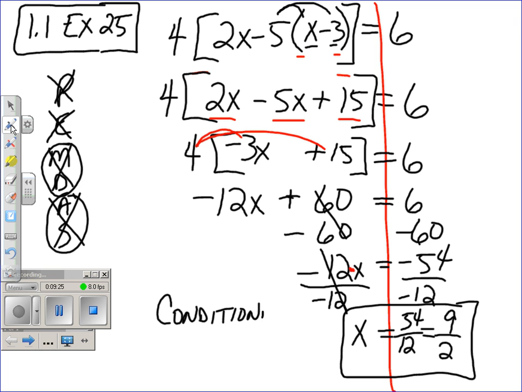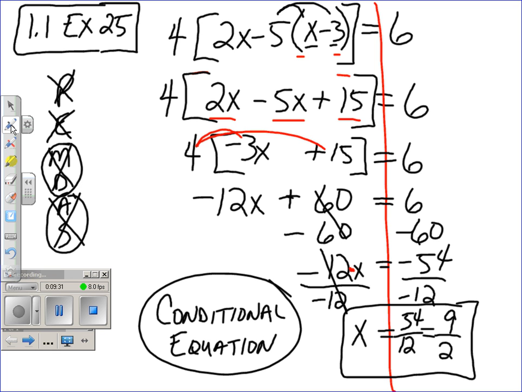It's a conditional equation. Why? Because it is true, but only for one value. It's only true when x equals 9 over 2.